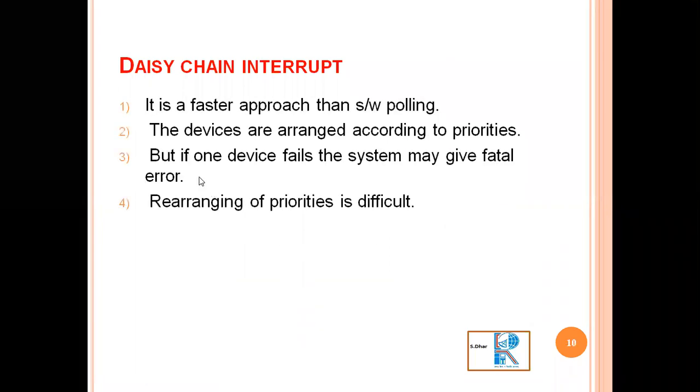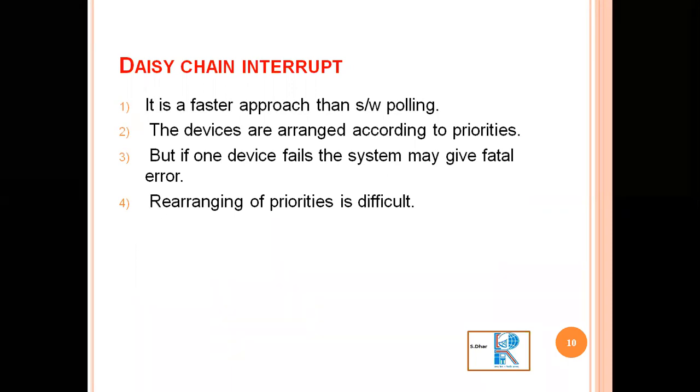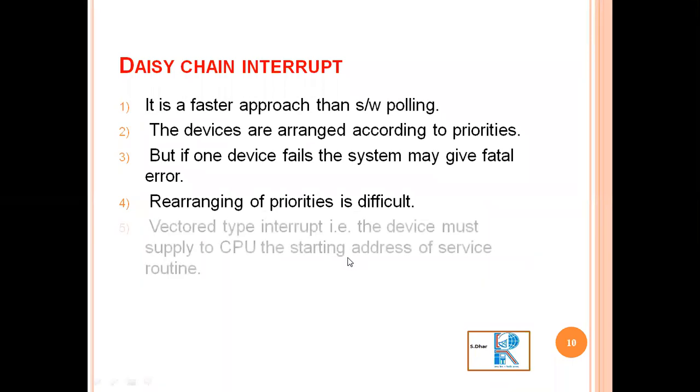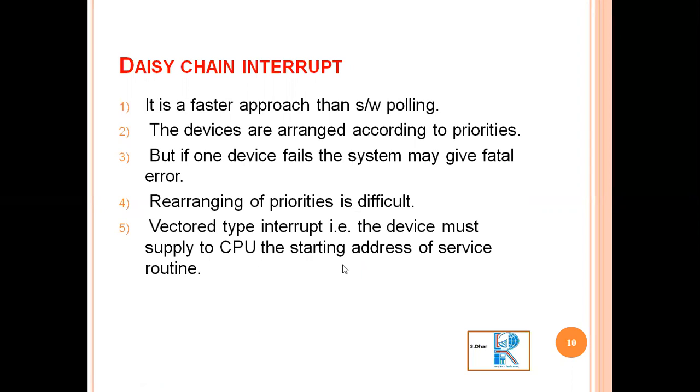So if one device fails, the system may give a fatal error. Another issue: rearranging the priorities is difficult because we have to break the total circuit. It is a dedicated hardware circuit. This is not a software driven circuit. And this is a vector type interrupt, that is, a device must supply to the CPU the starting address of the service routine, that I have already told. The previous one was the non-vector and this is the vector.